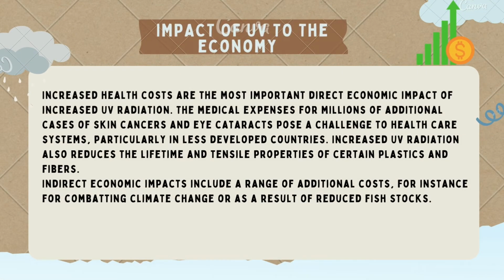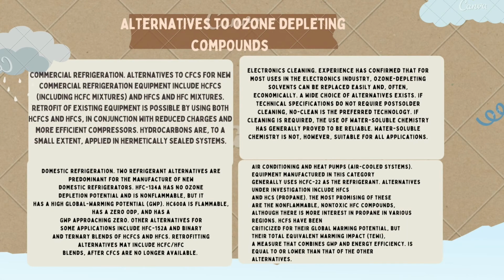Impact of UV to the economy. Increased health costs are the most important direct economic impact of increased UV radiation. The medical expenses for millions of additional cases of skin cancers and eye cataracts pose a challenge to healthcare systems, particularly in less developed countries. Increased UV radiation also reduces the lifetime and tensile properties of certain plastics and fibers. Indirect economic impacts include a range of additional costs, for instance, for combating climate change as a result of reduced fish stocks.